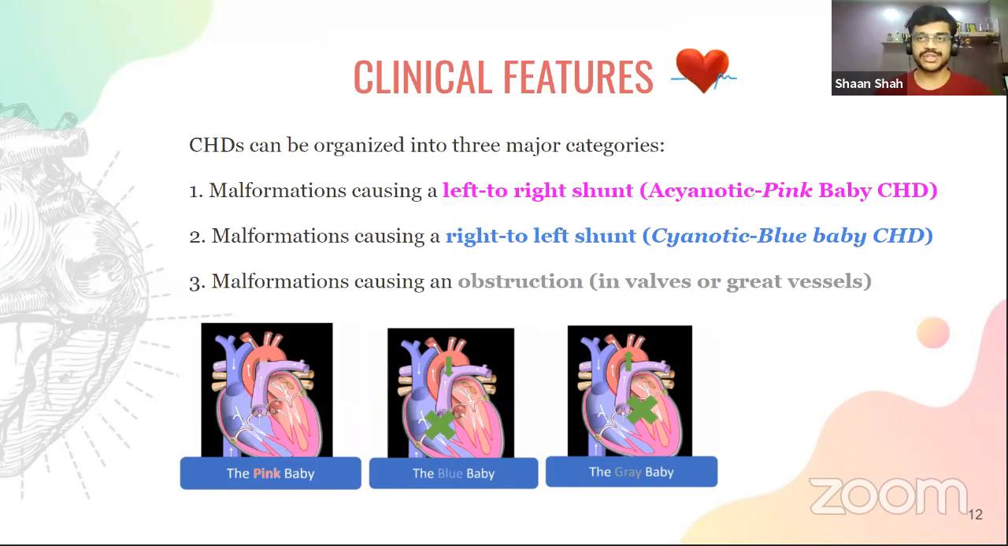All right. So here is a proposed clinical classification of congenital heart diseases. CHDs are classified into three major categories. The first category is malformations causing a left to right shunt, which is also known as acyanotic or pink baby CHD. The second group is malformations causing a right to left shunt, cyanotic or blue baby CHD. And the third group is malformations causing an obstruction in the valves or great vessels. So the pink baby, blue baby, and the gray baby.